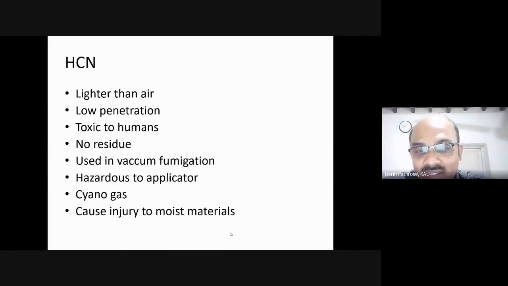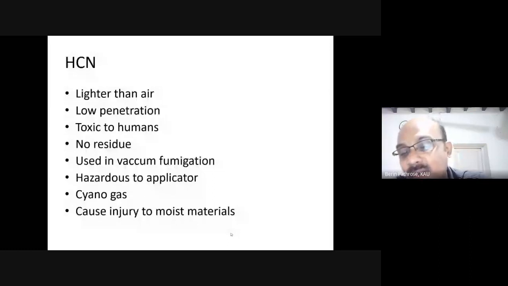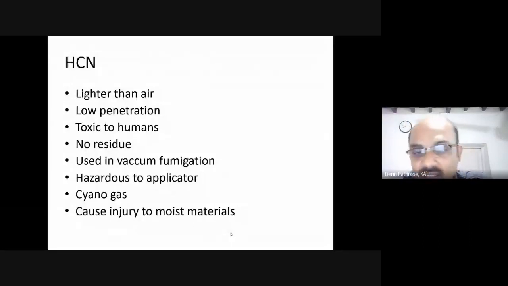It doesn't leave any residue. It can be used in vacuum fumigation. Because of the toxic property of hydrogen cyanide, it is hazardous to the person who is operating it. It is also called cyanogas, and it may damage moist materials. I don't know how it damages, but literature says that it may damage moist material. So hydrogen cyanide is an extremely toxic gas called cyanogas. All the operators using it should be extremely careful.